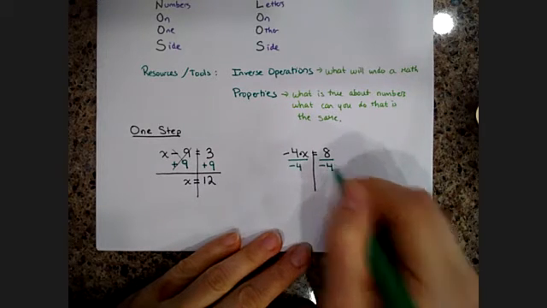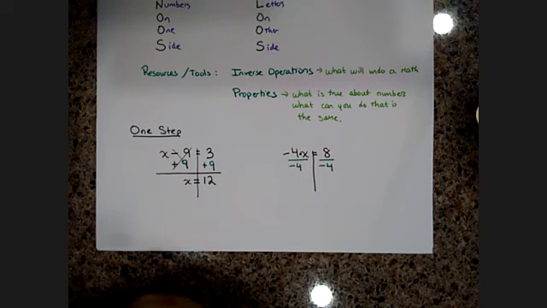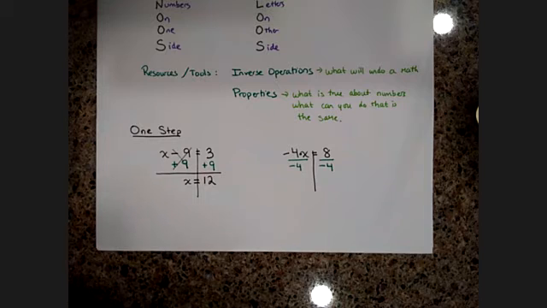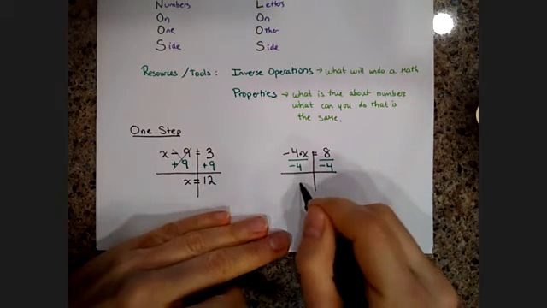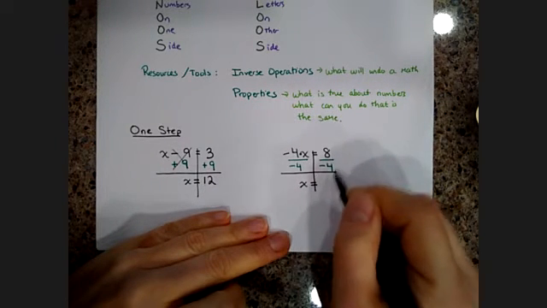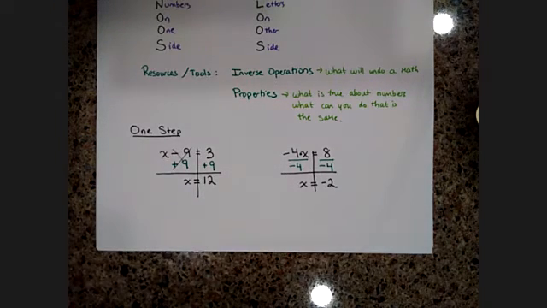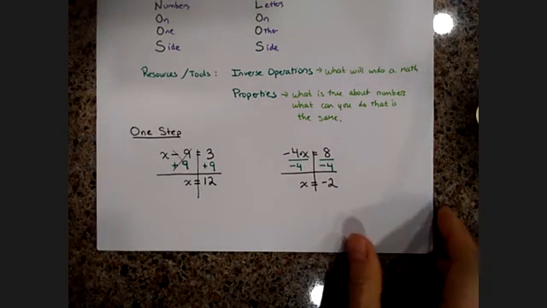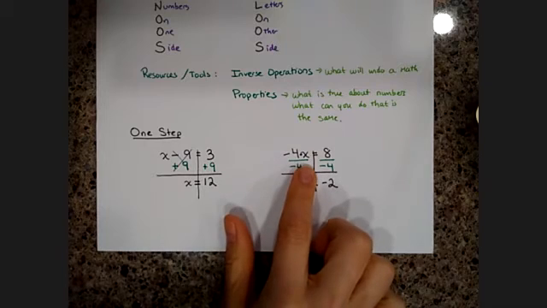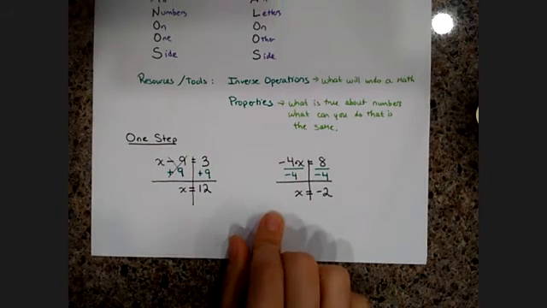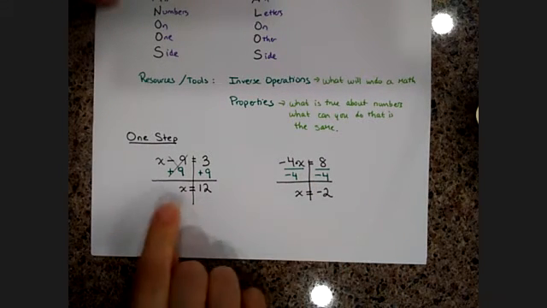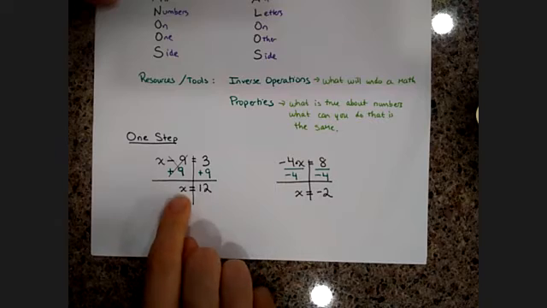Since I was multiplying by -4, I'm going to divide by -4. 8 divided by -4 is -2. Those are your one-step problems because it takes one operation or step to get the variable isolated. So you have all your numbers on this side, all your letters on the other side.